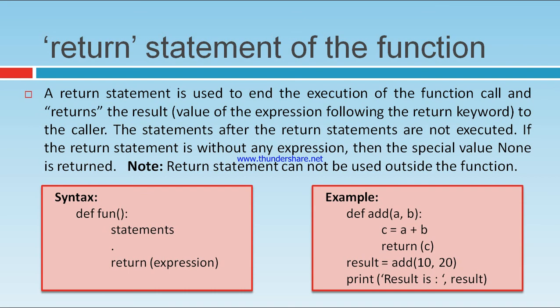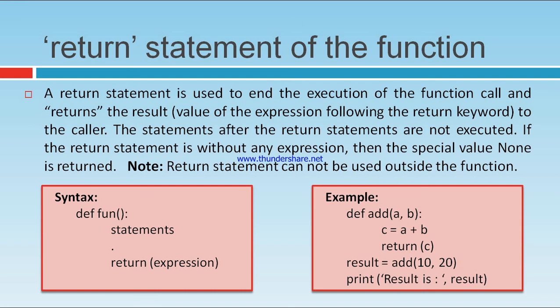Then the value of c is written back from the function. Return c means the value is coming out from the function. Value is returning from the function. And you have to store this returning value in a variable. It is compulsory to store the function's returning value into a variable.